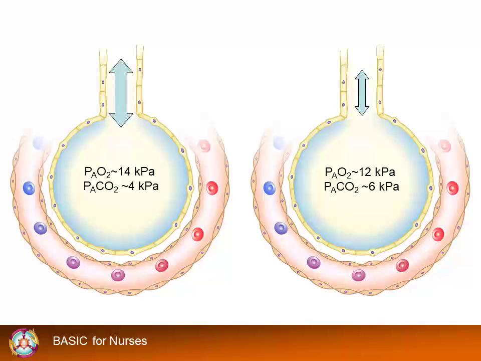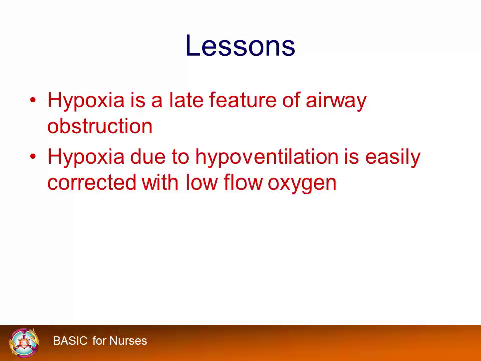You can see that a significant fall in ventilation, resulting in a 50% increase in carbon dioxide, has relatively little effect on oxygen. Because of this, hypoxia is a late feature of airway obstruction. Hypoxia due to hypoventilation is easily corrected with low-flow oxygen.